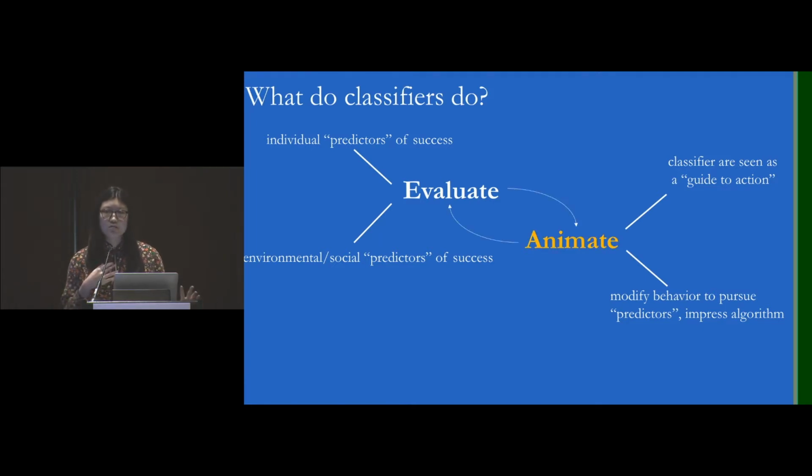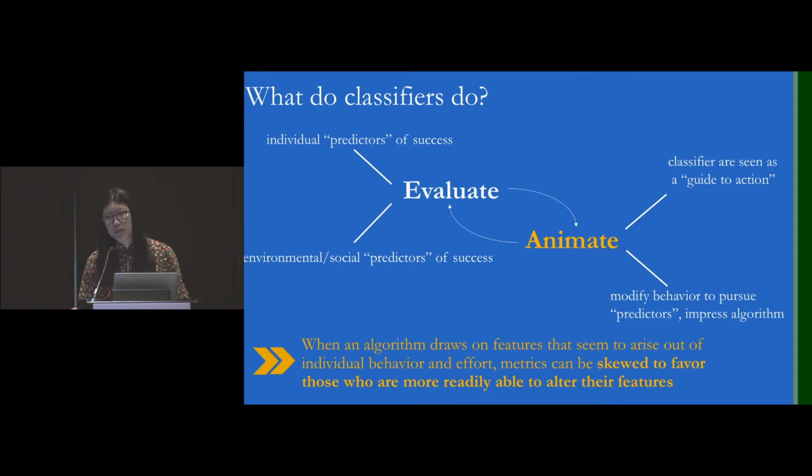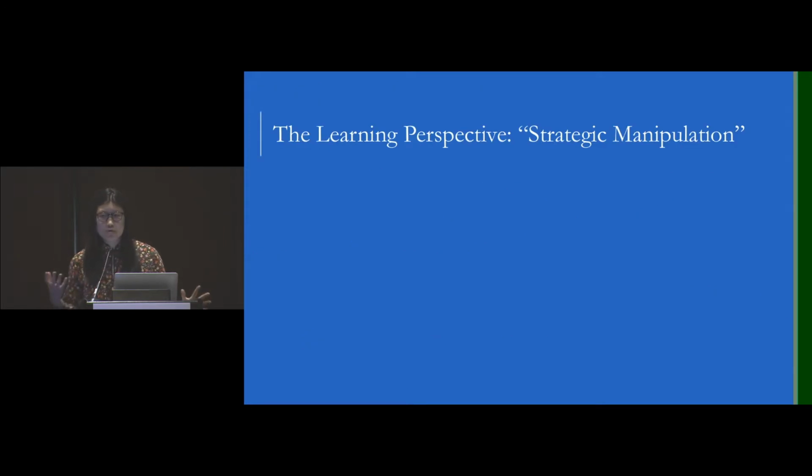I think this interaction between the evaluation aspect of a classification system and the animation aspect brings to light some of the potential distortions in the behavior of classification systems that we might want to work for particular purposes, right? So that's what I'm going to be talking about today: what happens when this evaluation and animation aspect of classification systems get blurred, and what kinds of effects they can have on different social populations. From a machine learning perspective, this ability to change my features is called strategic manipulation.